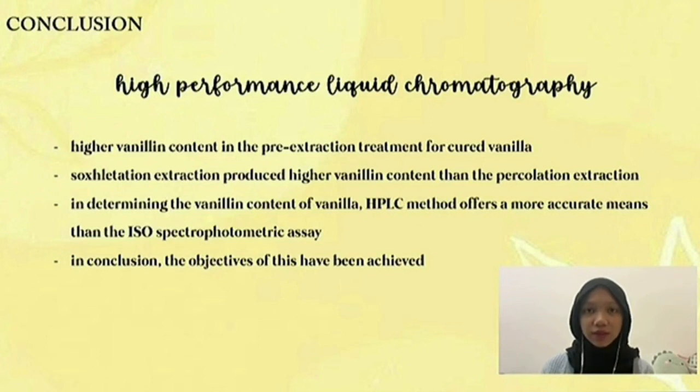Next, in determining the vanillin content of vanilla, because vanillin was separated from other compounds, the HPLC method offers a more accurate means than the ISO spectrophotometric assay. In conclusion, the objectives of this experiment, which are to analyze vanillin in vanilla extract by the HPLC method and to compare the accuracy of the HPLC and spectrophotometric methods in the determination of vanillin content, have been achieved.